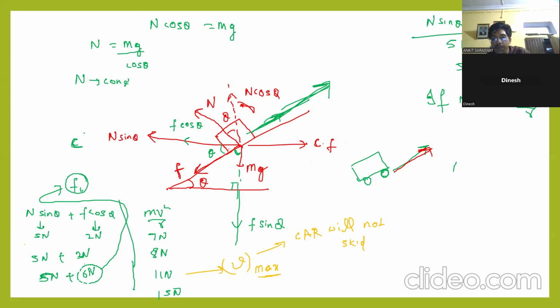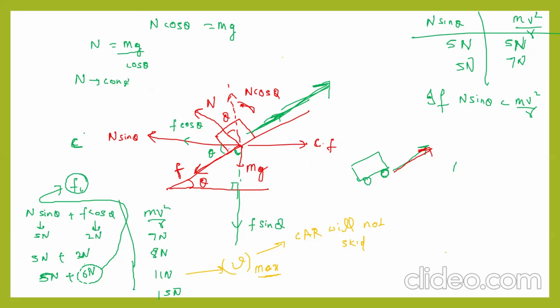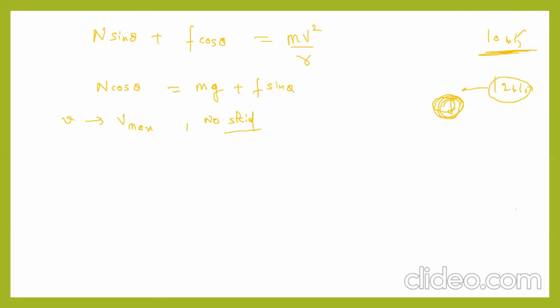At this condition, centrifugal force is 11 Newton. The velocity of this car is very high. At this velocity, which I have shown here, do you see? Yes, sir. So at this velocity, your car will not skid. Okay. This is V max. My question is finding this maximum velocity, so I simply do the balancing.